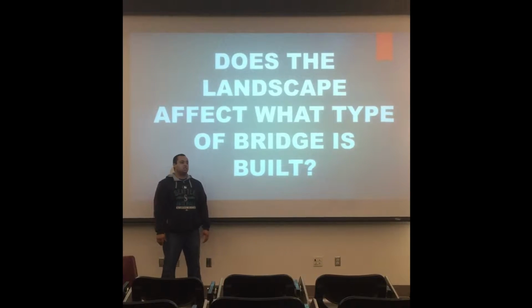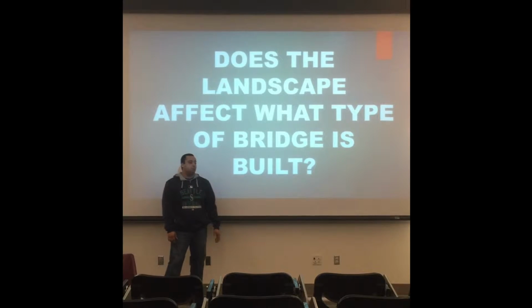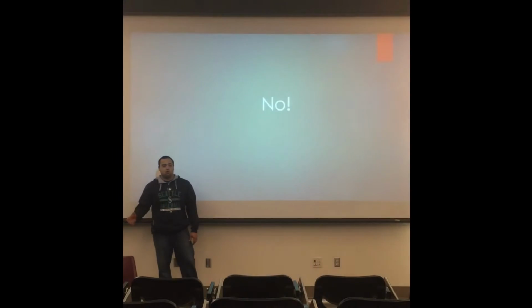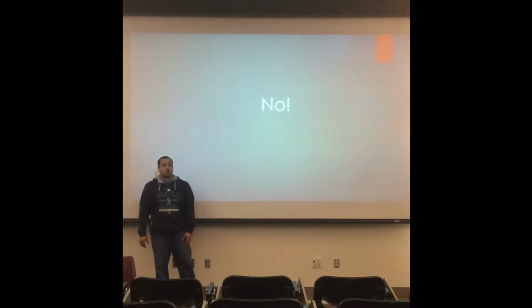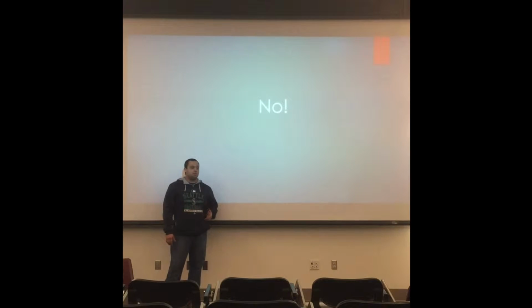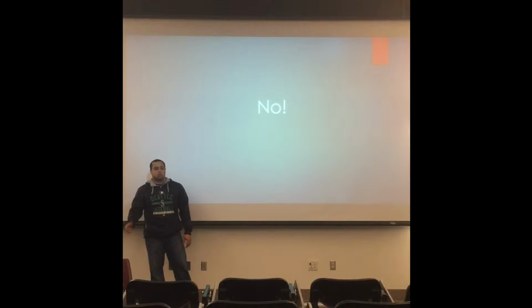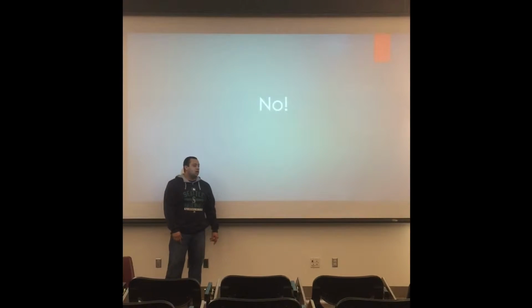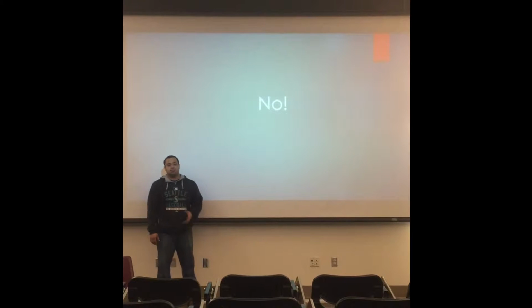We were asked by our 6th grade class if the landscape affects what type of bridge is built. The answer is no. The 6 bridge designs are trusses, arches, cable stays, cantilever, suspension, and beam. We will be showing you examples of bridges found in Eastern Washington that show how landscape does not affect the bridge design, but aesthetics and purpose does.